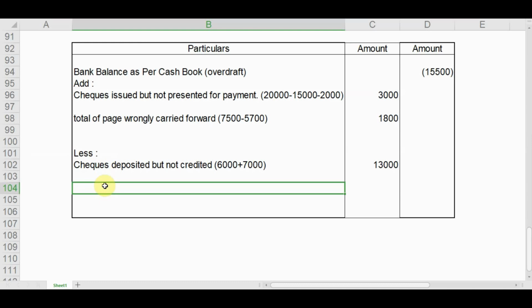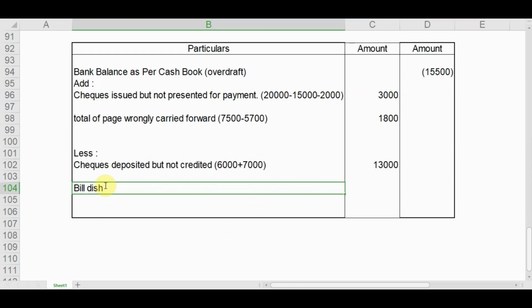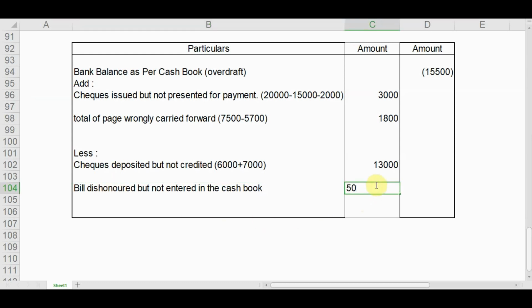to maintain a parity between the cash book balance and the passbook balance. So, bill dishonored but not entered in the cash book, rupees 5,000. So we will add up this 3,000 plus 1,800. The total comes to 4,800.